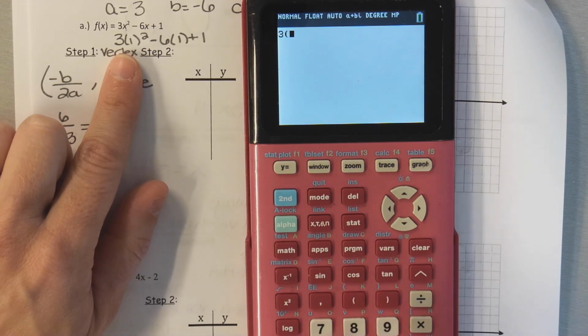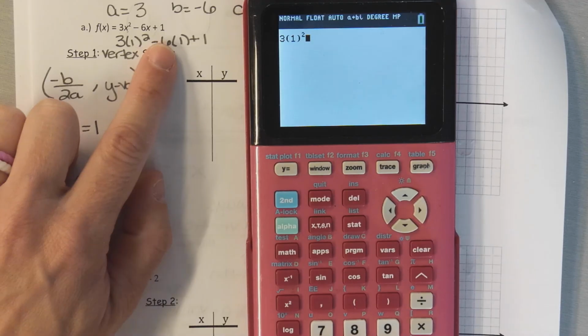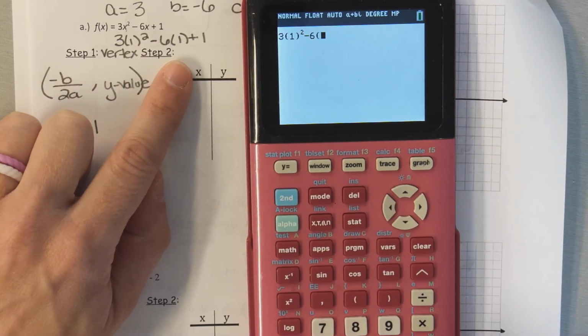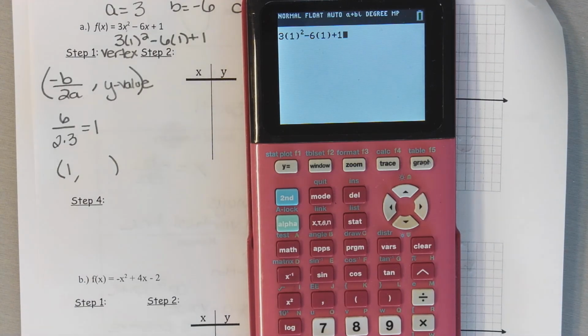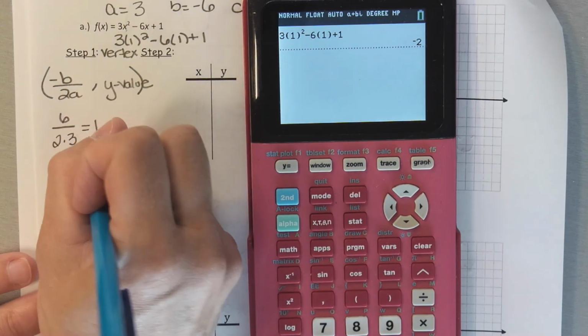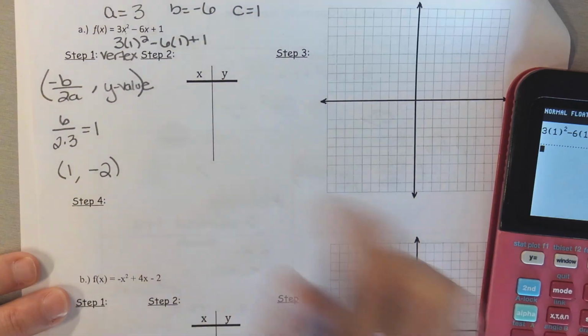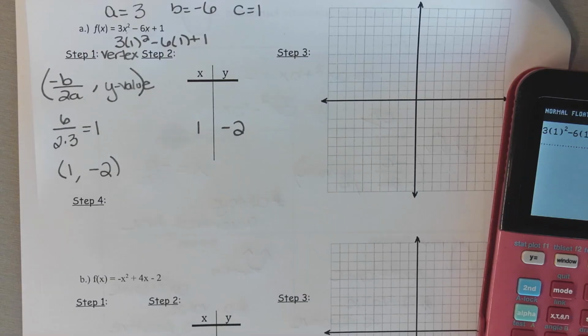So 3, parenthesis, 1, close it, square it, -6, parenthesis 1, plus 1. Yes, I'm using my graphing calculator, but you can type this in the exact same way on a scientific calculator. It doesn't have to be a graphing calculator. Your scientific can also handle this completely. And then hit enter. What do you get? -2. Now, the vertex is my middle point. It's where things originate from. So I'm going to write it in the middle.